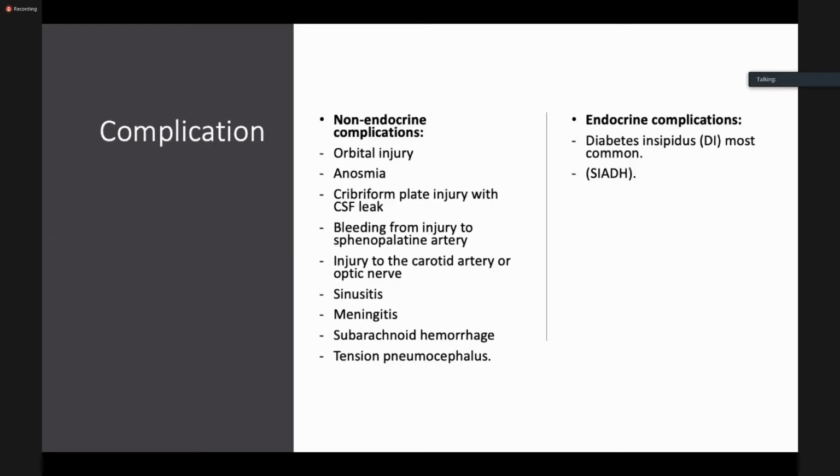Regarding complications, we have non-endocrine complications of surgery and endocrine complications. Non-endocrine complications, like any rhinologic surgery, include risk of orbital injury, anosmia, cribriform plate injury, CSF leak, injury to the carotid artery, sinusitis, meningitis, subarachnoid hemorrhage, and tension pneumocephalus. Endocrine complications include diabetes insipidus, which is the most common complication, and inappropriate release of antidiuretic hormone.